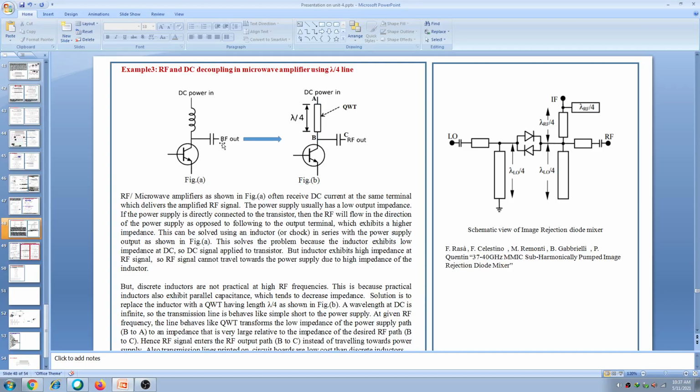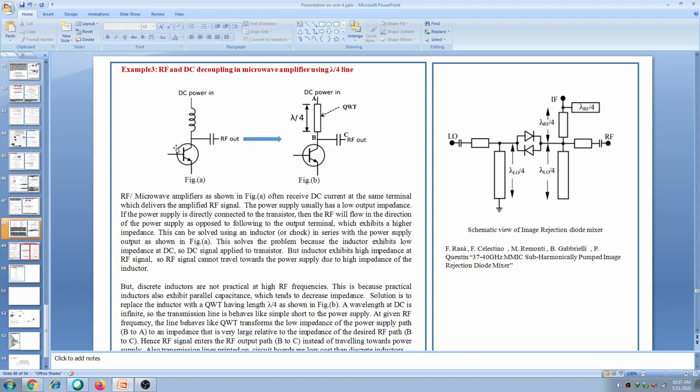Coupling capacitor, RF output, amplified output is coming here, and this is a biasing. All of you know bias is needed for a transistor. This is bias, and DC source here. So what we do is, from here the DC signal is going like this, and we are taking the RF output here, from the same point.